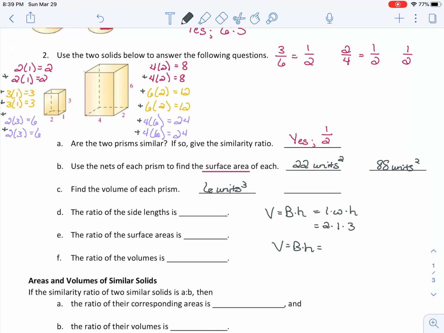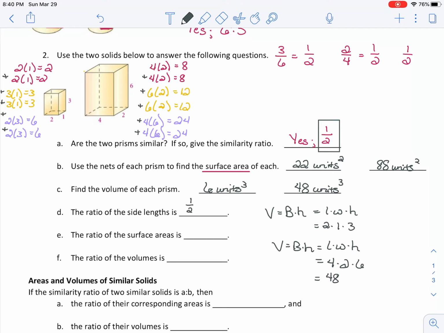And for the larger shape, we would have 4 by 2 by 6, which is 48. So now I have all this information. I know the ratio of my sides because I already made you do that. That's the similarity ratio. That's the answer to part D.